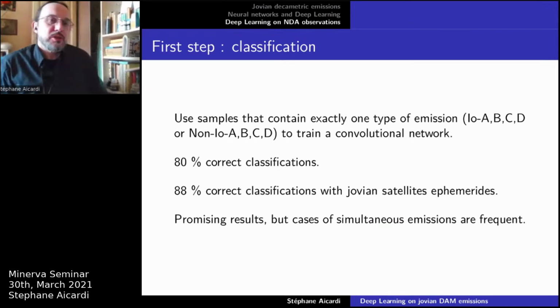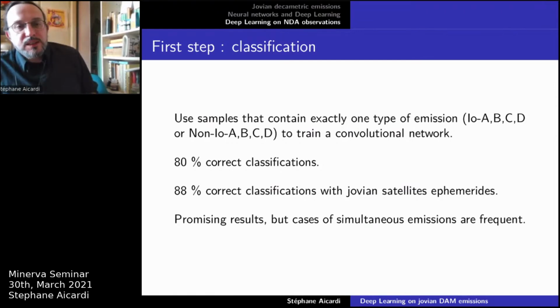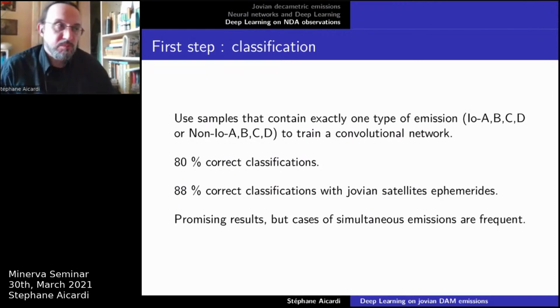So first of all, I tried to classify the observation. For this, I used samples that contained only one type of emission, and I used them to train a convolutional network. With that, I obtained 80% of correct classifications, which is not bad. Well, it tells me that that's something that's working, but it's not marvelous.